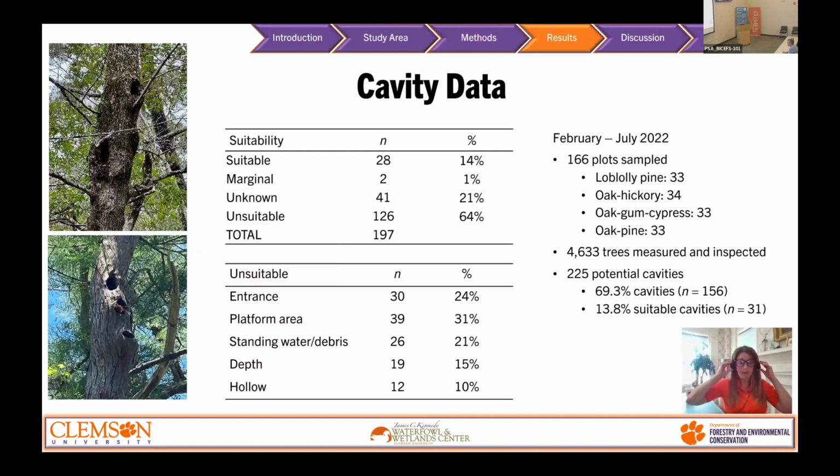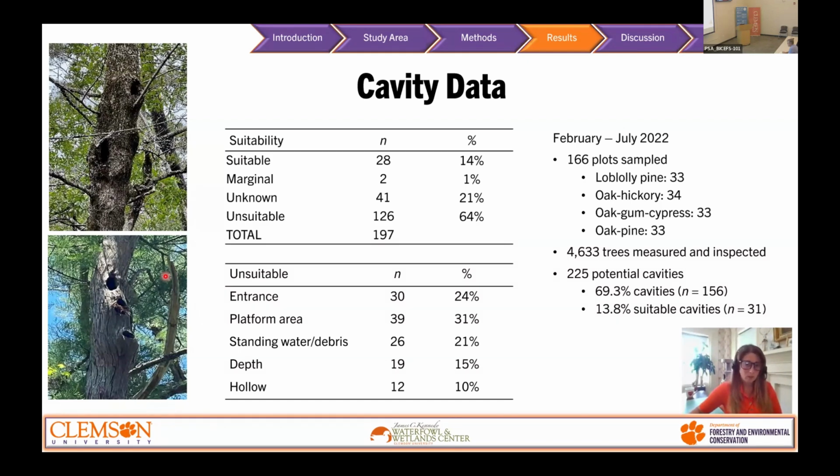From February to July 2022, I surveyed 166 plots and collected data for 4,633 trees. I identified 225 potential cavities, 156 cavities, and 31 suitable cavities. The top table shows that breakdown by suitability. Out of the 225, 28 ended up not being cavities at all, which gets you that 197.